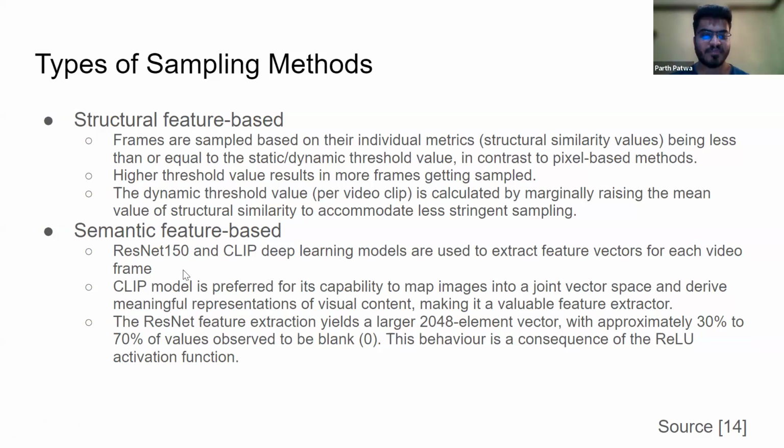And finally, we have semantic feature based similarity, which is a neural network based similarity. So each frame we are encoding using ResNet and CLIP, and then we are doing a cosine similarity search. So of all the image frames which are similar, we keep only one out of them.